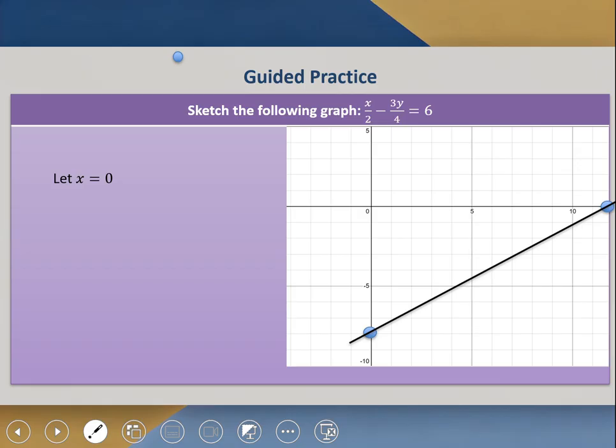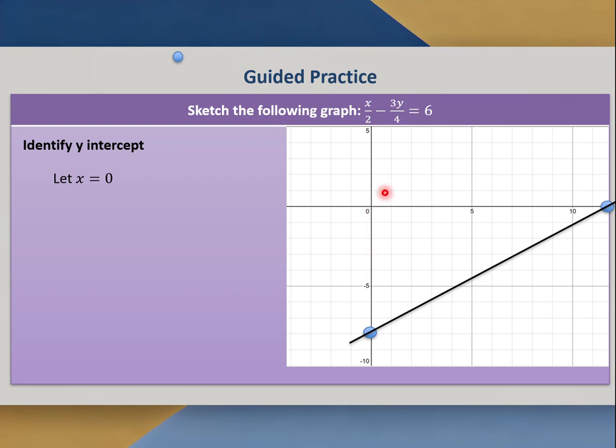Let's have a look at some questions. So to start off with, we are going to sketch the following graph. I've already got it sketched here, so we can visualize what it's going to look like, but we're going to look at it in terms of identifying the y-intercept. So if we find the y-intercept here, it means our x has to be 0. So I'm just going to make x 0. If I make x 0, I'm just simplifying it.